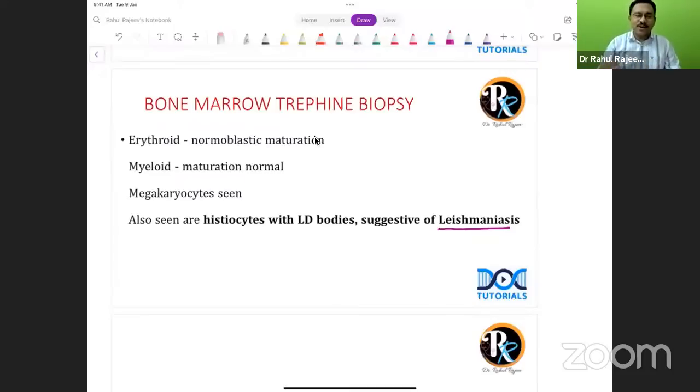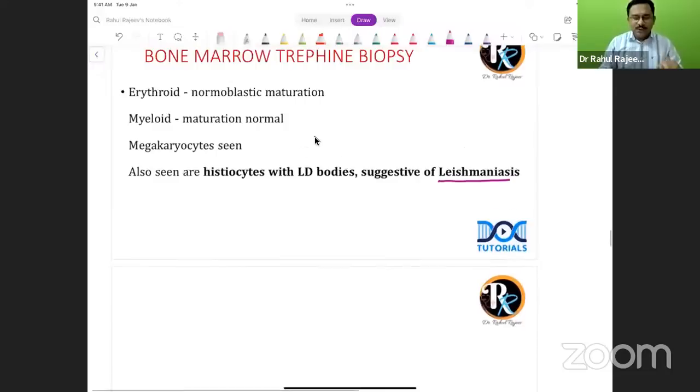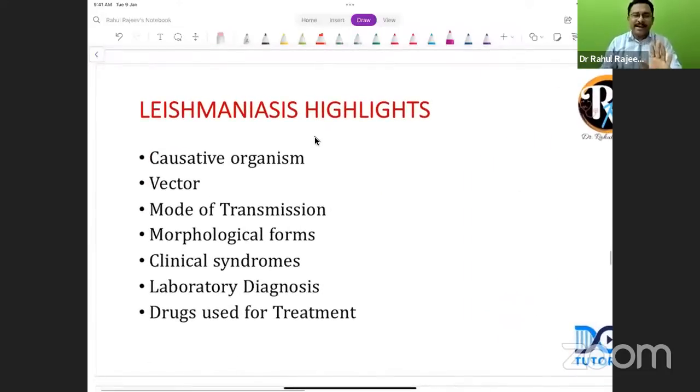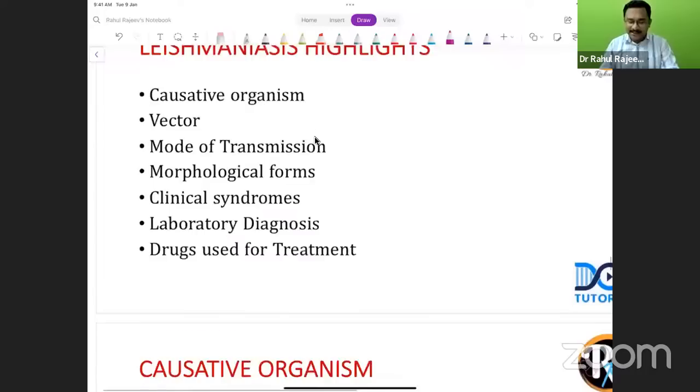Now, for some of my students who probably would have forgotten some of the basic points on Leishmaniasis, let me get you also into the picture. I'll go through some quick highlights of Leishmaniasis. Am I going to teach you Leishmaniasis in detail? No, but just what is required for your exam, what you should know. That is what I'm going to teach you in just 5 minutes. And after that, we'll come back to this case and discuss it.